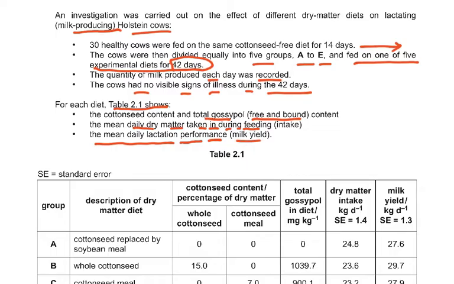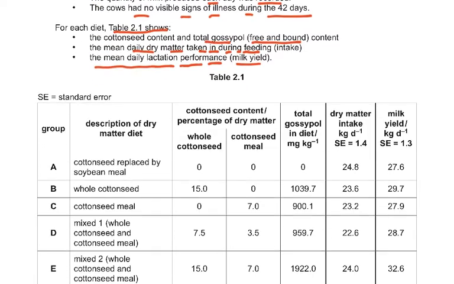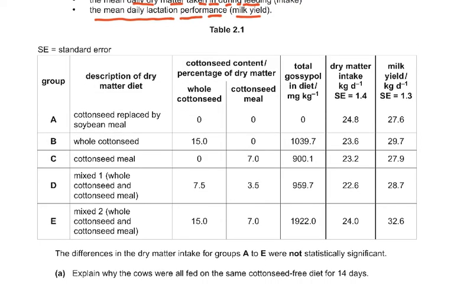For table 2.1, you need to be looking at all these figures very, very carefully. SE stands for standard error, and we have groups A, B, C, D, and E. A is cottonseed replaced by soybean meal, whole cottonseed 0, cottonseed meal 0. Total Gossypol in diet was 0. Dry matter intake in kilogram per day, the standard error was 1.4, 24.8. The milk yield in kilograms per day, the standard error is 1.3, is 27.6.